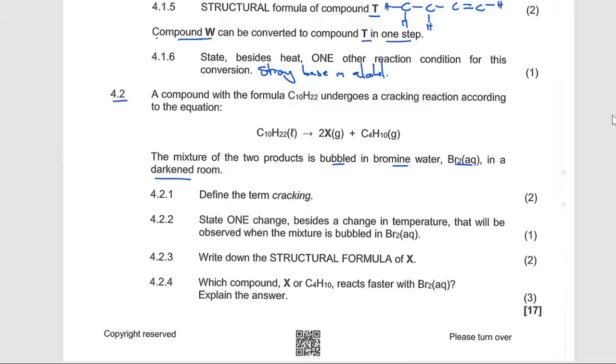So this is we are breaking large compounds, large hydrocarbons. So it's the breaking of large hydrocarbons into smaller, more useful ones, right? More useful ones, like that.